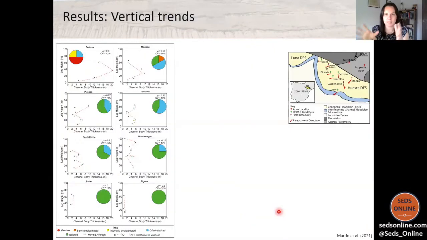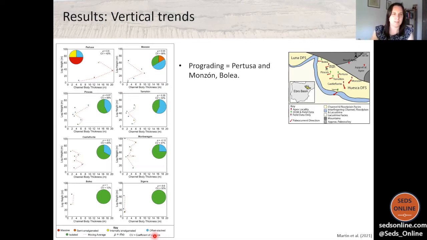So the first thing we need to understand is, do we have any system scale progradation or retrogradation of the system? So Ben mapped the vertical trends. What he did is log height on the y-axis. On the x-axis, we've got channel body thickness. And these pie charts just relate to the dominant geometry of those deposits, which I'm not going to get into for this talk. But what Ben found was we could see a prograding signature. So this is one where we should see more proximal facies through time, so bigger channels. We could see that at Pitusa, Monthon, and Balea.